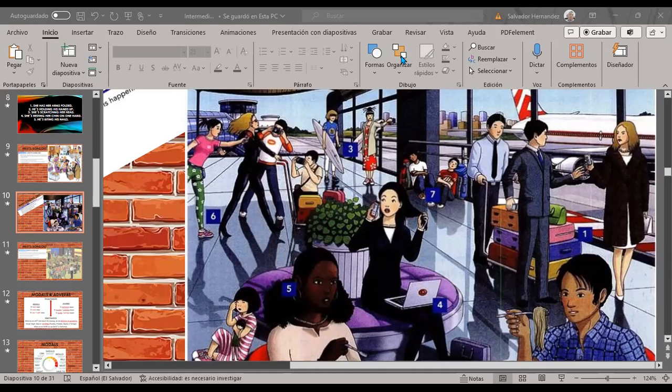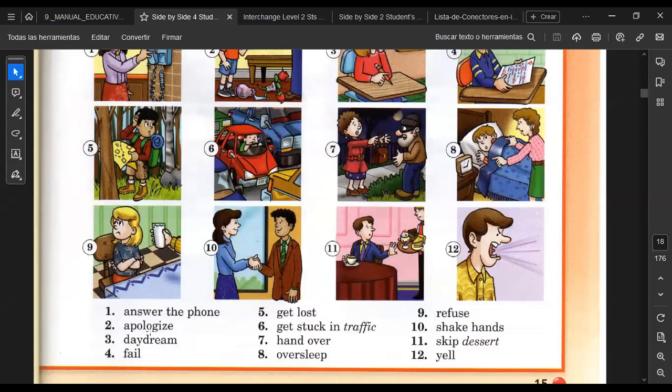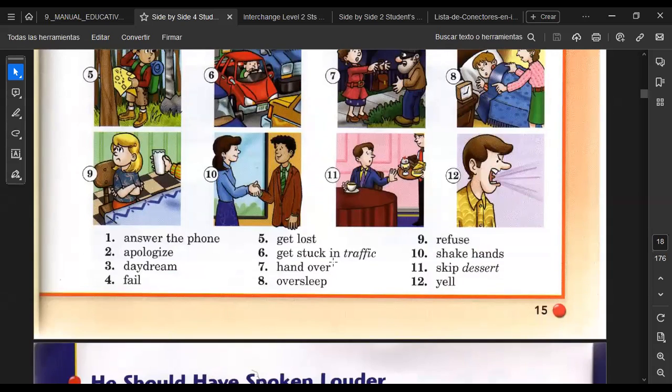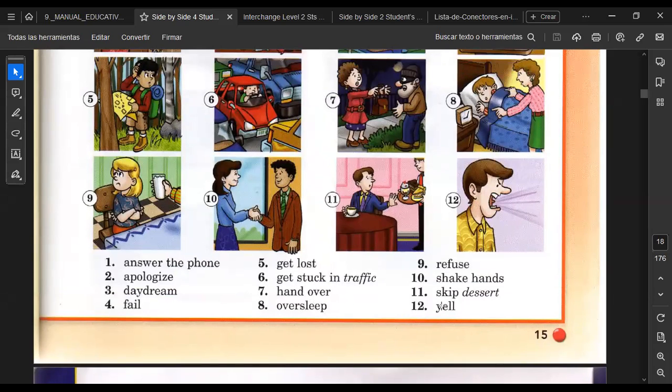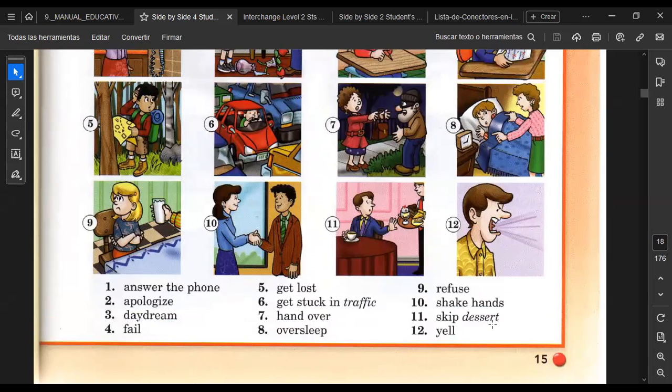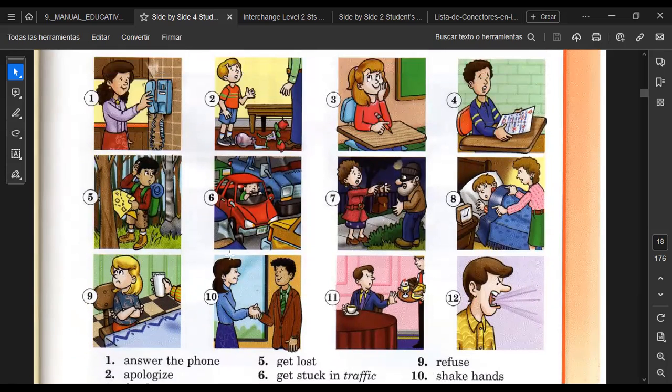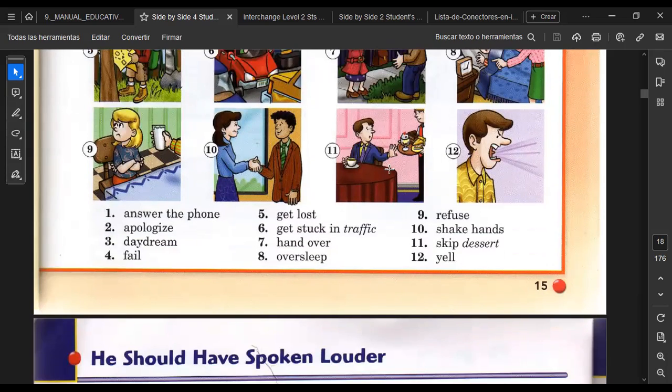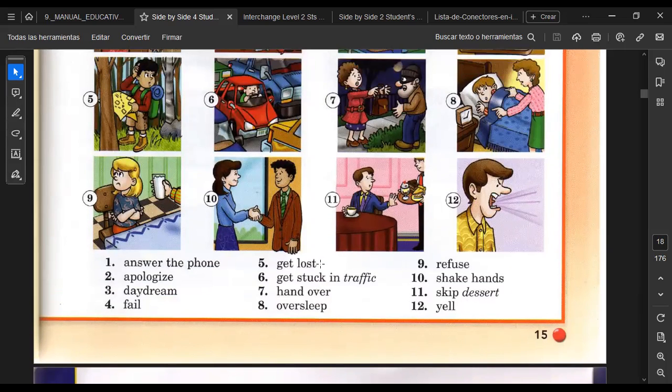So at the beginning of the class, we were talking about this vocabulary, the vocabulary preview. Answer the phone, apologize, daydream, fail, get lost, get stuck in traffic, hangover, oversleep, refuse, shake hands, skip this dessert, and yell, right? Okay, do you have a question with this vocabulary? Yes? Para los que no habían entrado todavía, ¿tiene alguna consulta con este vocabulario? No, no questions. ¿Me escuchan? Yes, okay. So, no questions. Daydream es soñar despierto, ¿verdad? Apologize, disculparse. Okay, ¿tiene más preguntas con el vocabulario?